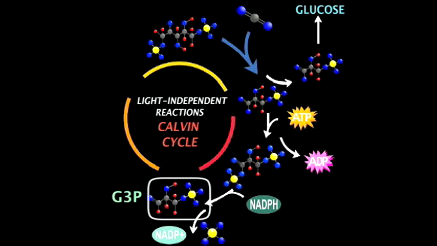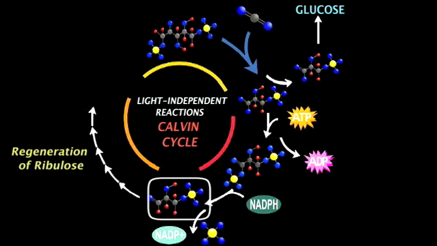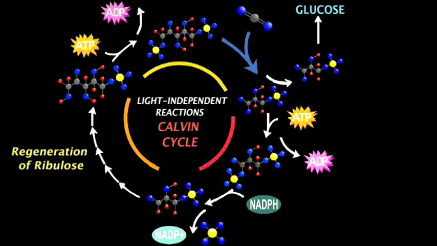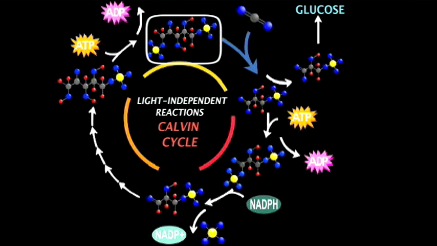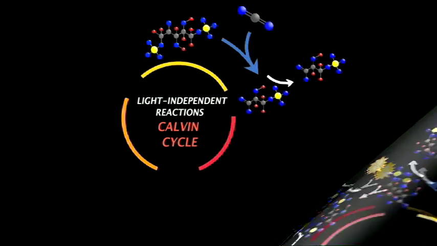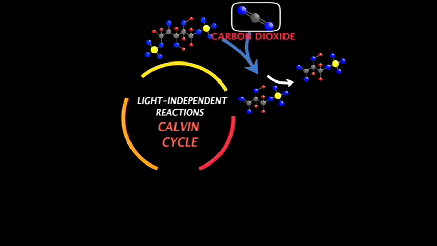After that, a complex series of steps known as the regeneration of ribulose takes place that consumes another molecule of ATP. These steps result in the formation of a new ribulose bisphosphate molecule, and with that, the Calvin cycle is complete. Now the cycle repeats itself with the fixation of a second molecule of CO2.